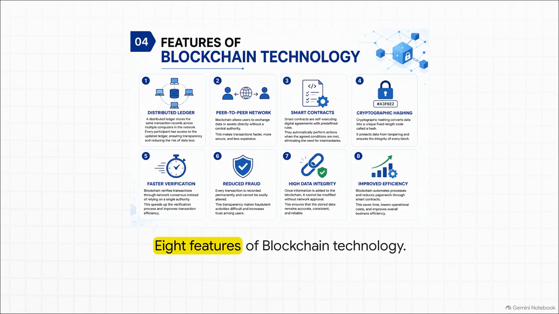Because of that highly unique setup, blockchain actually has some serious superpowers. It operates on a peer-to-peer network, which literally means users exchange data or assets directly, completely bypassing any central authority. And that leads to much faster verification and drastically reduced fraud, mostly because everyone has eyes on the ledger at all times. It also features things like smart contracts, which are essentially just self-executing digital agreements, and intense cryptographic hashing to guarantee high data integrity. It's basically an automated trust-building machine.